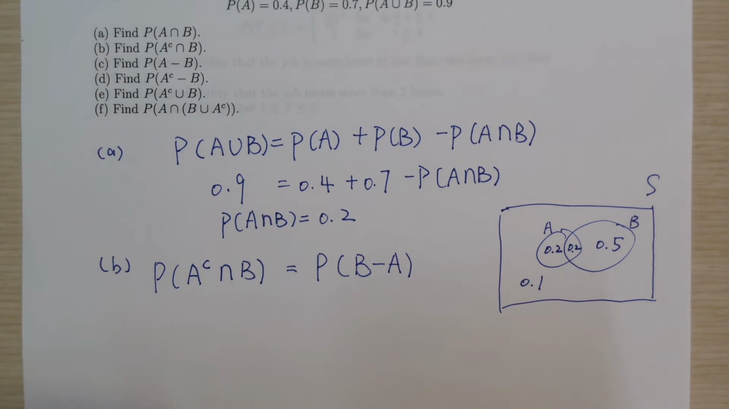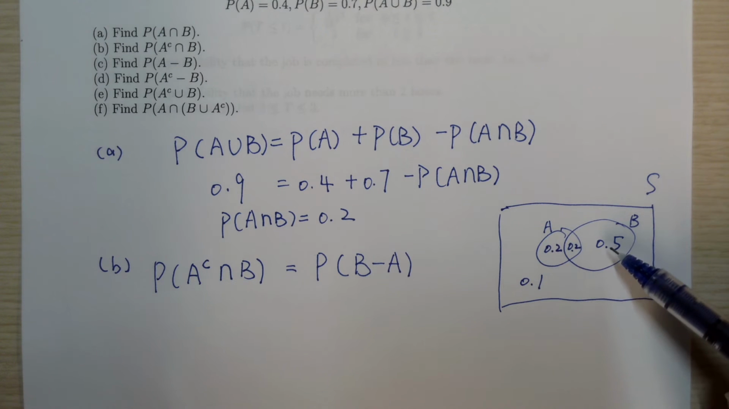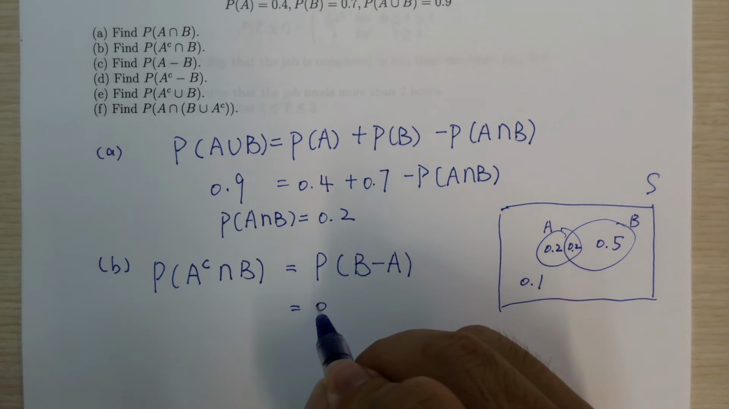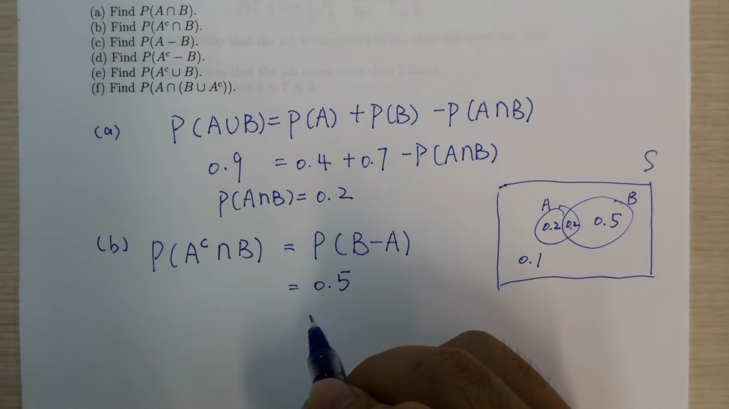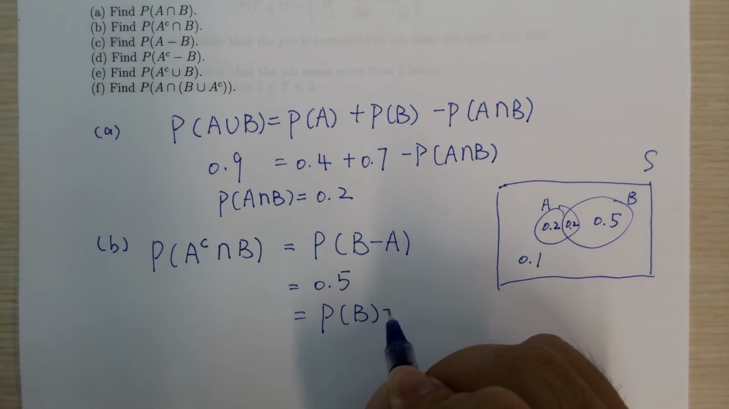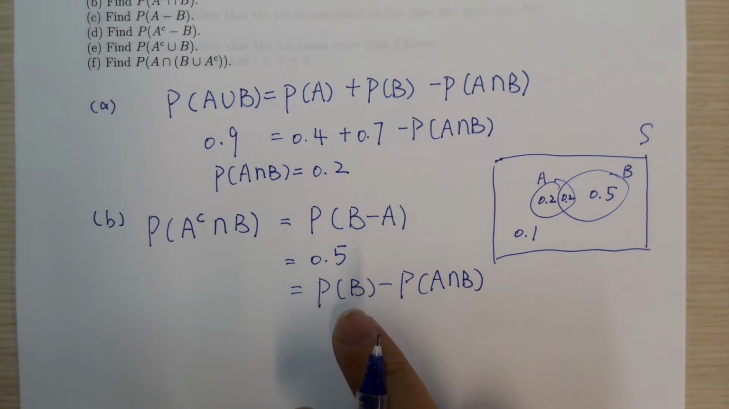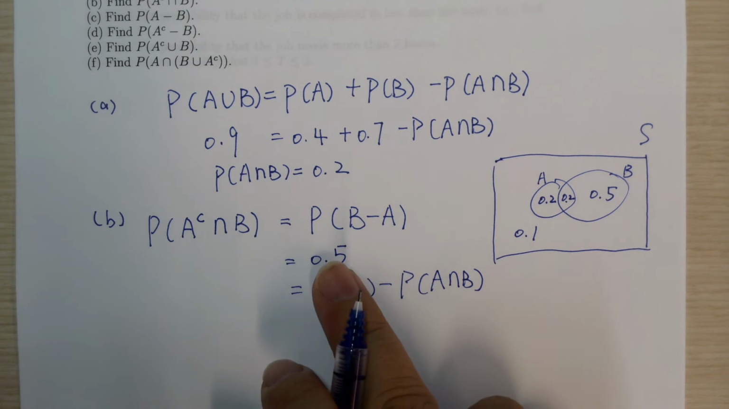Hence, what is P(A complement intersect B)? As you can see, it's this part, or B minus A, so it equals 0.5. Or remember that B minus A equals P(B) minus P(A intersect B). So you can also derive this as 0.7 minus 0.2, using everything from part A. It still gives us 0.5.